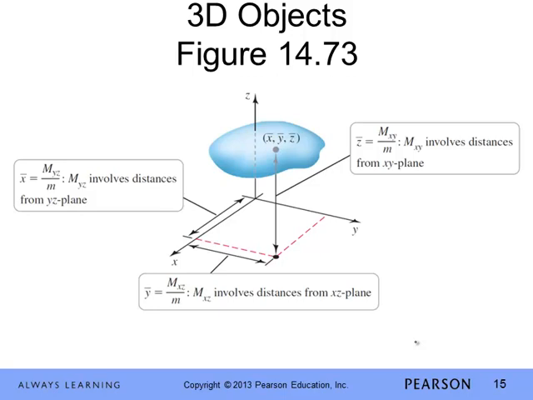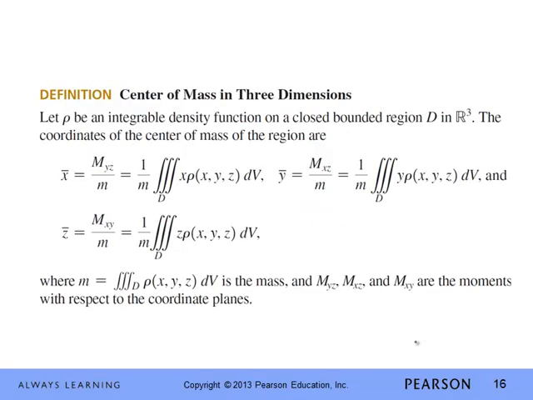To calculate the x bar, the y bar, or the z bar is still going to involve calculating the moment with respect to each of the 3 coordinate planes this time, and then dividing each of those moments by the mass. So to calculate x bar, calculate the moment with respect to the yz plane, and then divide it by mass. So basically you're going to do the triple integral of x times the density over the 3-dimensional region to get that moment with respect to the yz plane, and so forth. So here's all the ugly details.